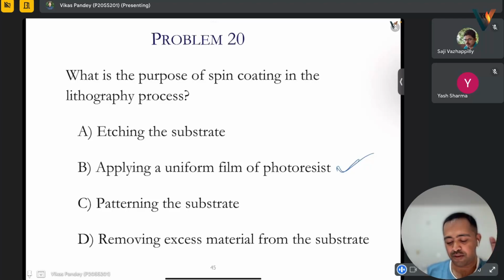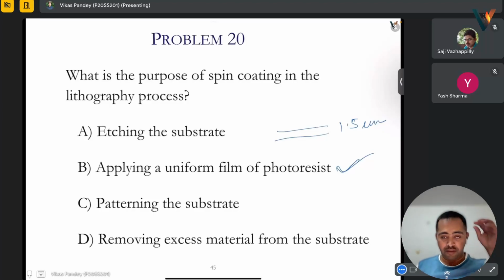If it is, say, 1.5 micrometers, how much UV light has to be put, and for how much time, so that it penetrates exactly till the end of this photoresist. If you put a lot of light, it will start exposing this side also. The sides will be exposed, and we will get a pattern different from what we expected.